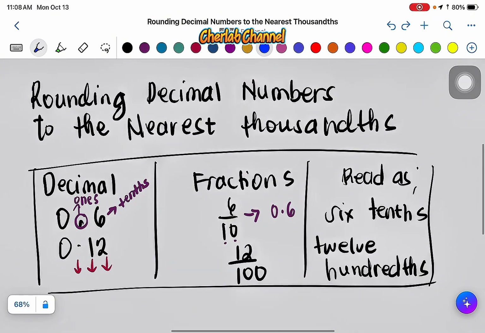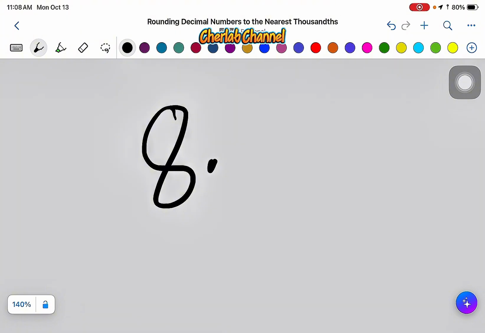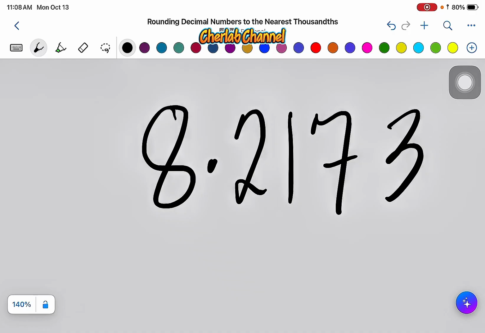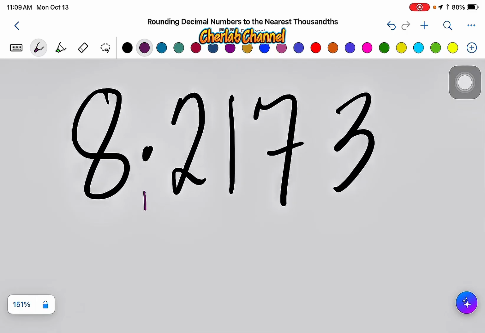In rounding decimal numbers to the nearest thousandths, let's say we have the number 8.2173. Okay, thousandths. So meaning we have to identify first the digit in the thousandths place. So again, kapag decimal point, may nakita kang tuldok, that would be our ones, tenths, hundredths, thousandths. So meaning, 7 is in the thousandths place. Okay? Ito yung ating ira-round off.